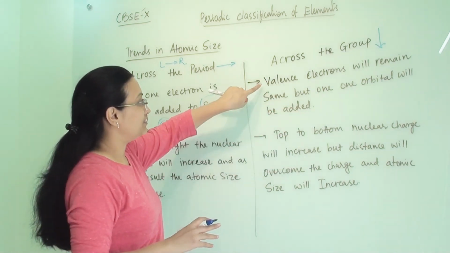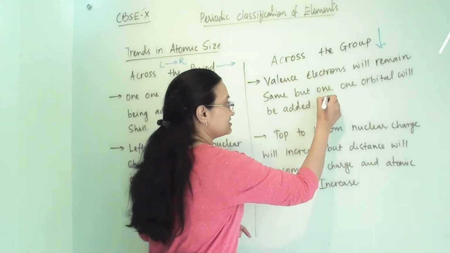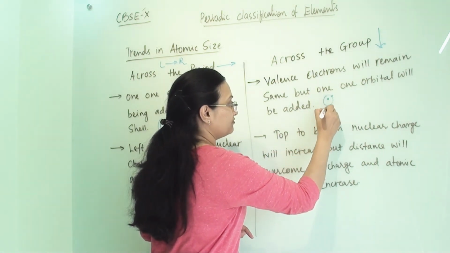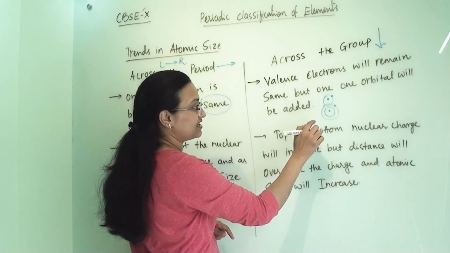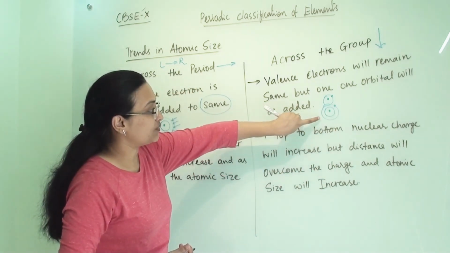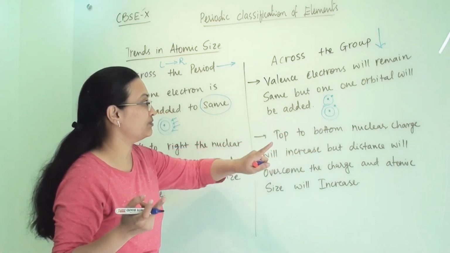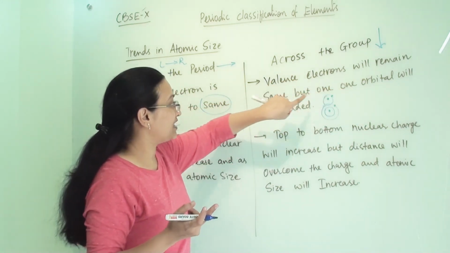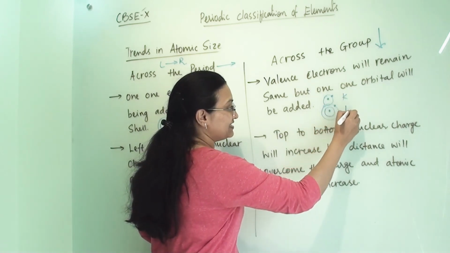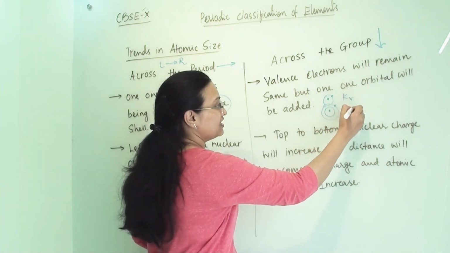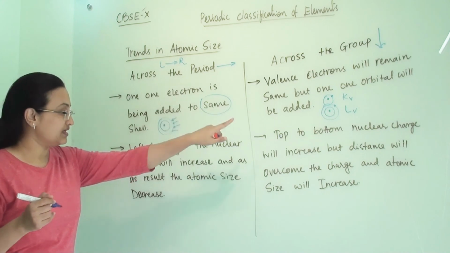Across the group what will happen? The valence electron will remain the same, but one orbital will be added. So if we are talking about the first group, then one shell, one electron; 2 shells, the one electron as valence electron; and at the third element, what will happen? 3 orbitals will be there, and in the last shell 1 electron will be there. So valence electron will remain the same, but one orbital will be added. So here it will be K shell and then L shell and M shell. Here we are talking about the valence shell. So this is the basic difference between across the period and across the group.